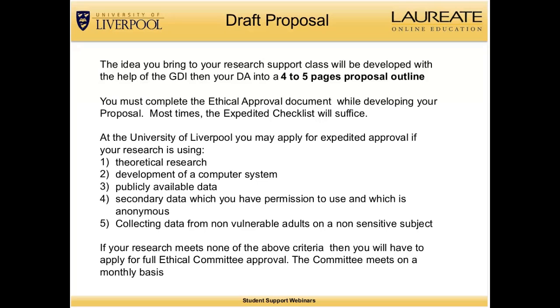At the University of Liverpool, you may apply for expanded approval if your research is using theoretical research, development of a computer system, publicly available data, secondary data which you have permission to use and which is anonymous, and collecting data from non-vulnerable adults or non-sensitive subjects. If your research meets none of the above criteria, then you will have to apply for full ethical committee approval. The committee meets on a monthly basis. So again, there is sufficient time to prepare as long as you have a topic and are ready to work on it with your GDI and DA.